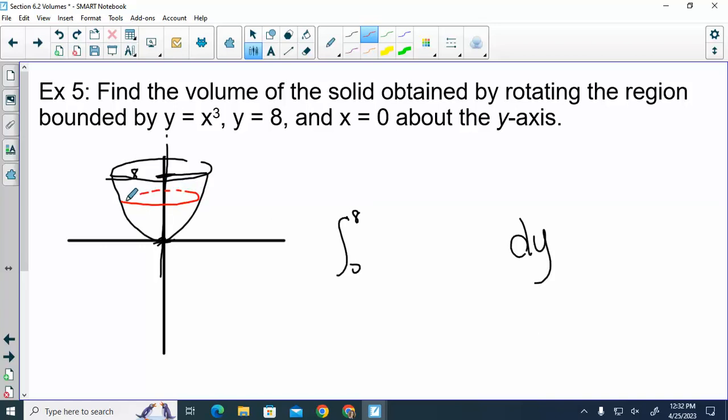Okay, so if I look at that slice, what shape is it? Circle. Area of a circle is pi r squared. So we need to know the radius. The radius goes from the center all the way out to this black line. What's the equation of that? X cubed. But these are in terms of y. So I have to solve this for x. So how would we get the x by itself? So the cube root of y is equal to x.